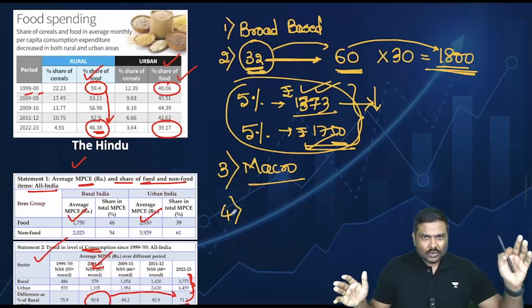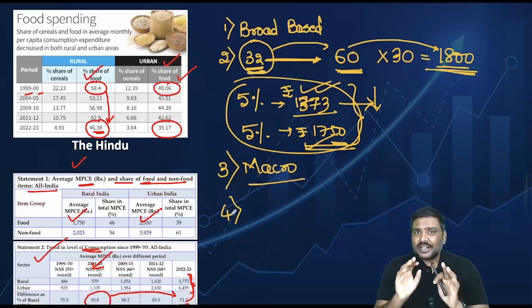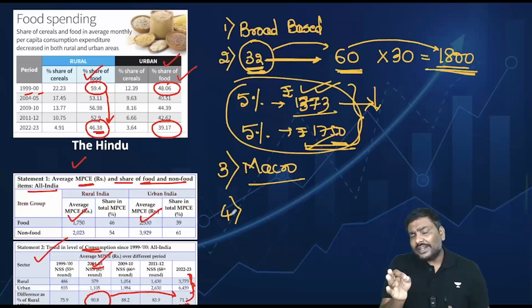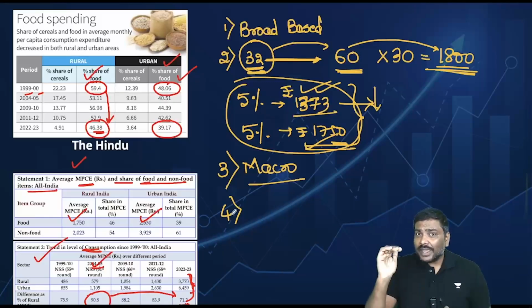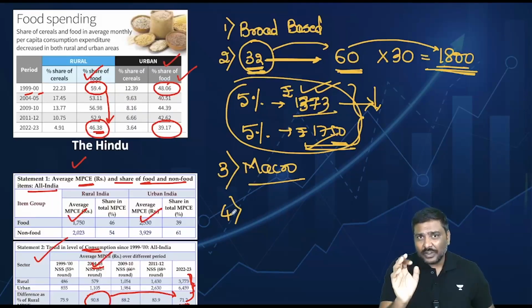Point number two, no doubt, expenditures have increased on food as well as non-food items. But even today, various data sets show that more than 20% of children below the age of 5 years experience wasting.